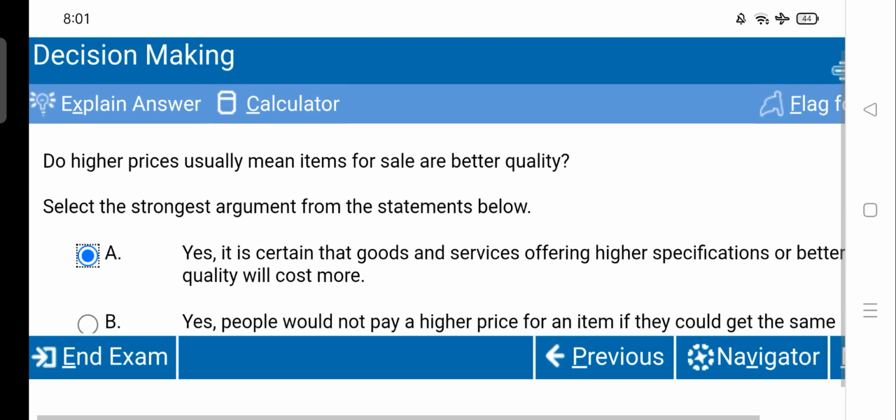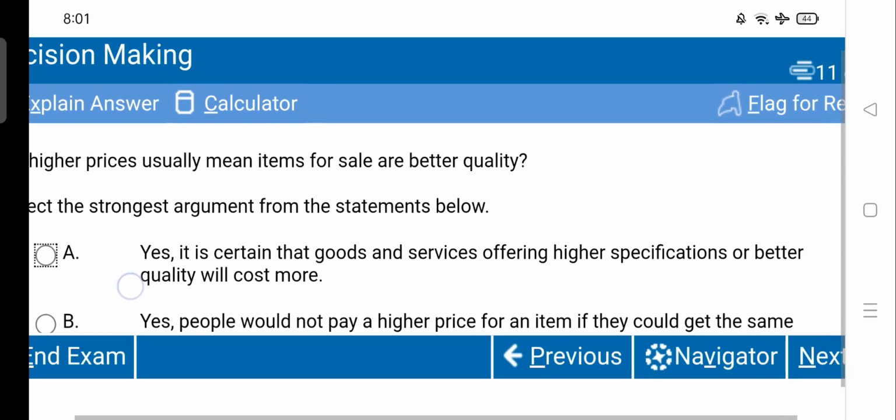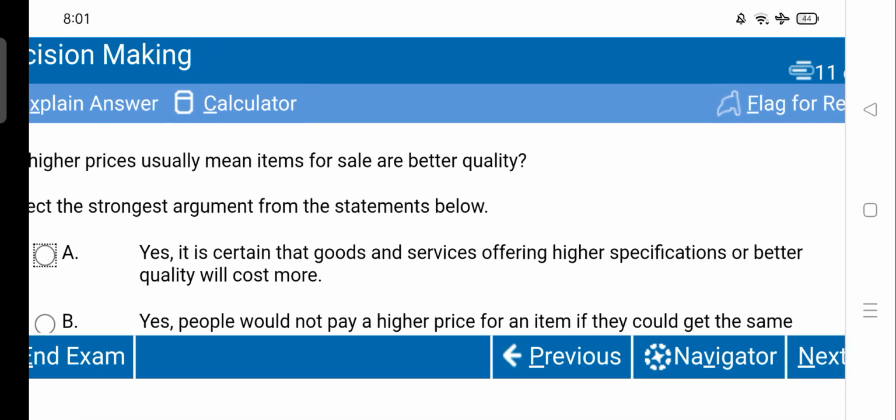Do higher prices usually mean items for sale are better quality? Select the strongest argument from the statements below. Option A, yes, it is certain that goods and services offering higher specifications or better quality will cost more.